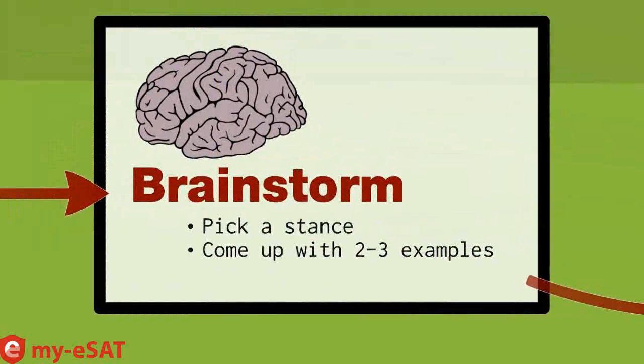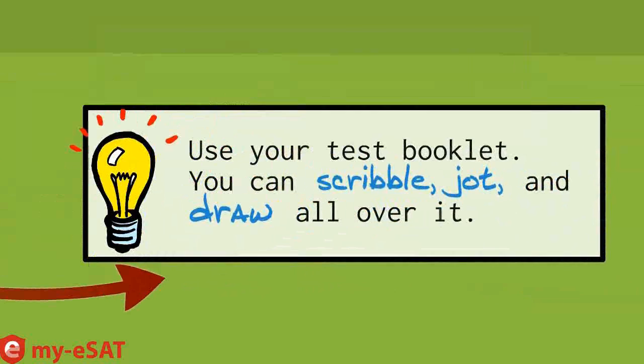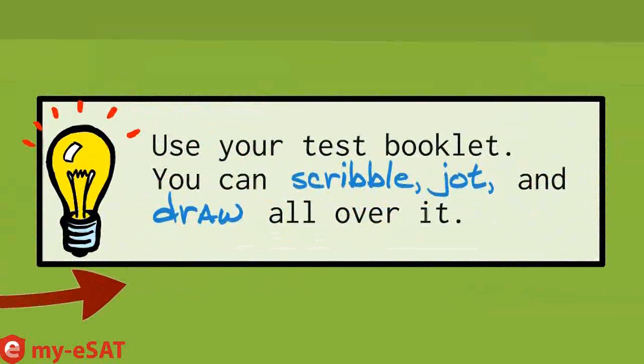In these 2 to 3 minutes, you are going to 1. Pick a side, and 2. Come up with 2 to 3 examples to back up your side. This is your brainstorming time, so feel free to use your test booklet as your personal whiteboard. You can scribble, scratch, or draw your brainstorming ideas all over it. Nobody is going to see your test booklet, so please use it.